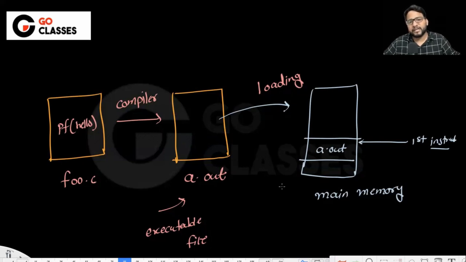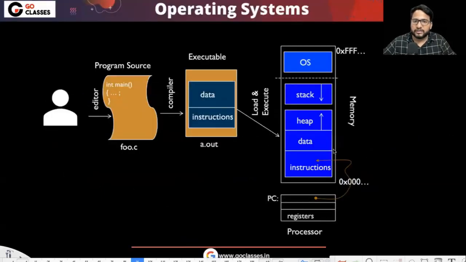What I'm saying is basically that you have a program, you compile it, you load it. That's all. The CPU will be executing each line one by one. Now you can see from this picture, it might look a little complex because there are some components of the memory, a stack, heap, and these things. But there is an a.out which has data and instructions, and it is very well defined where the data is, where the instructions are, and in the instructions, where the main function is.